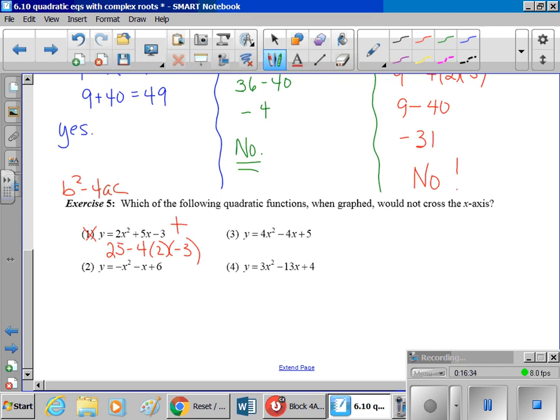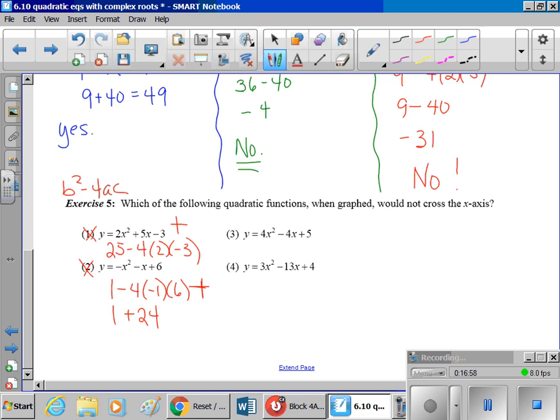All right, I can do the same thing here. There's b squared, which is 1, minus 4 times a times c. So this also is going to be positive because this becomes 1 plus 24. So this is also going to be positive.